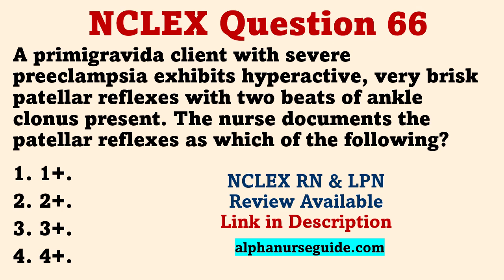The correct answer is 4. These findings will be documented as 4 plus. 1 plus indicates a diminished response. 2 plus indicates a normal response. 3 plus indicates a response that is brisker than average but not abnormal. Mild clonus is said to be present when there are 2 movements.